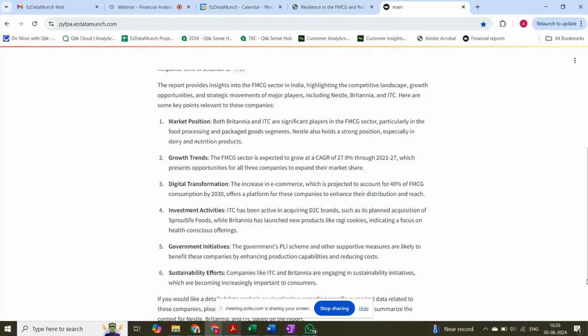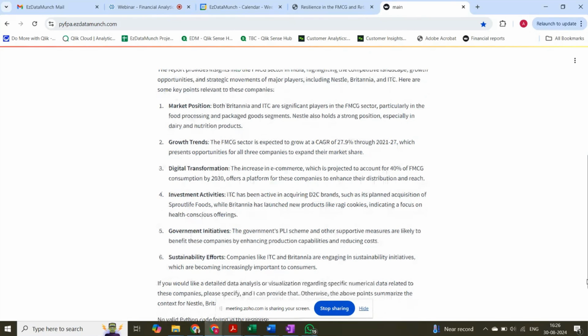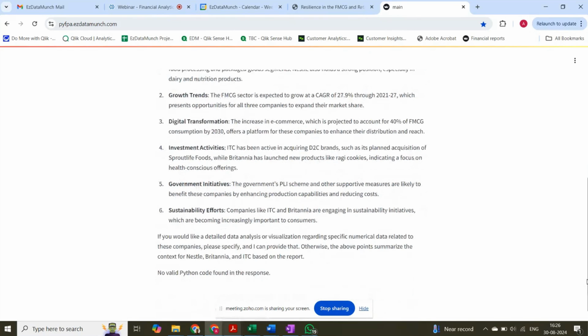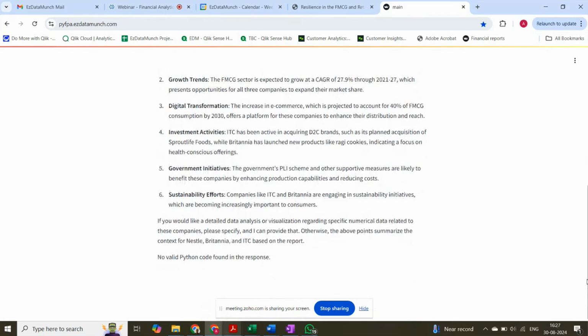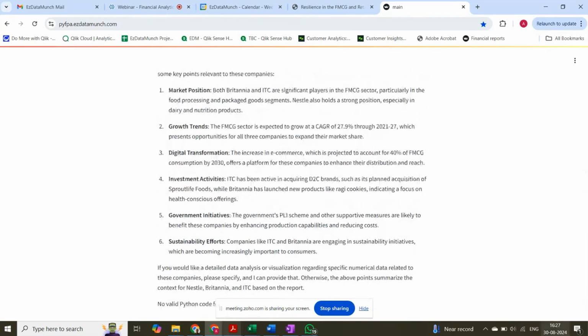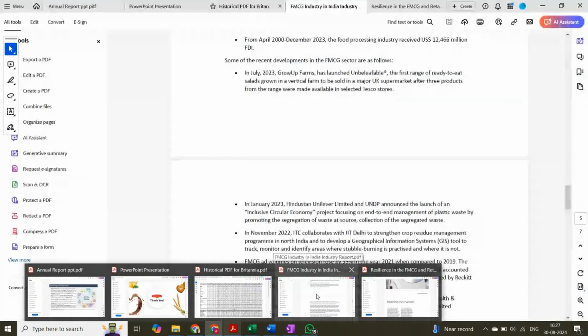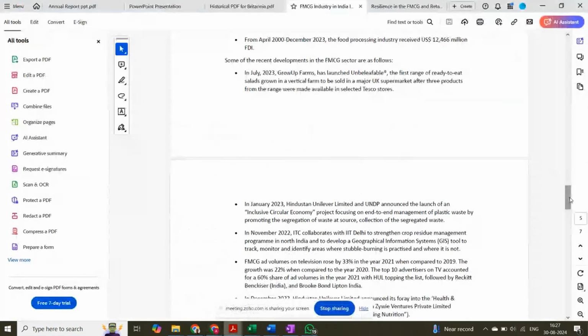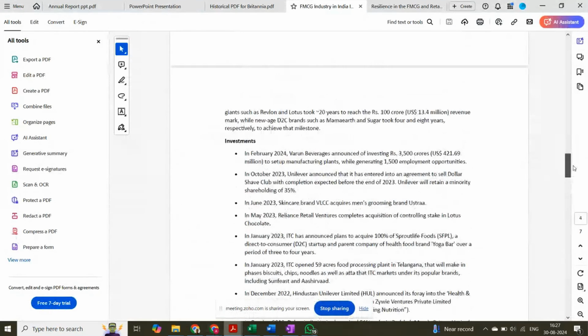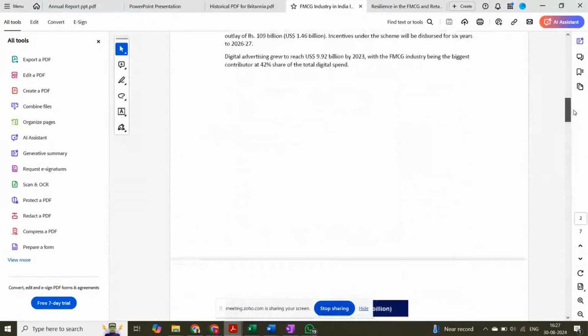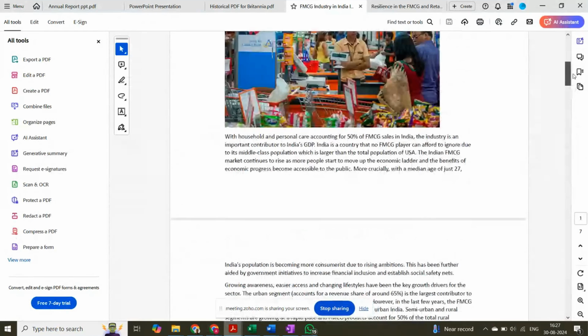That is what investment activities ITC has done. And it is reading this document. What is that document? The document looks like this. So it's gone through that entire document and just picked up for ITC.